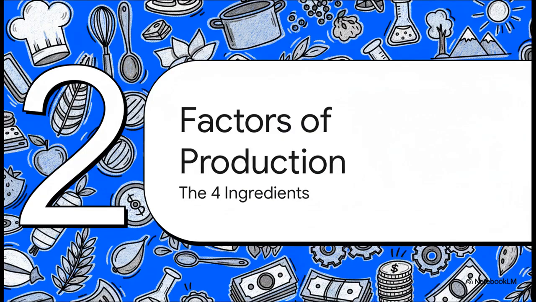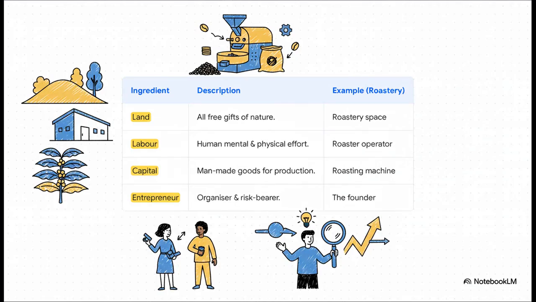Okay, so if production is our big recipe for creating value, what are the ingredients? Well, according to economists, there are 4 essential things, the building blocks that go into making literally everything. And here they are, the big 4. First up, you've got land. Now, this doesn't just mean a plot of dirt. It's all natural resources. So yeah, it includes the physical space our coffee roastery sits on.